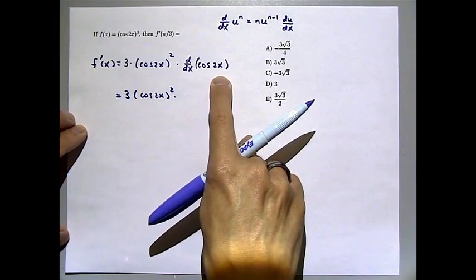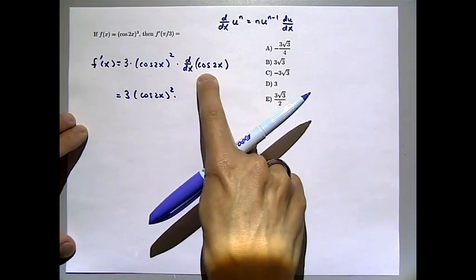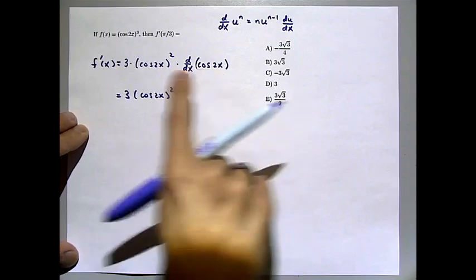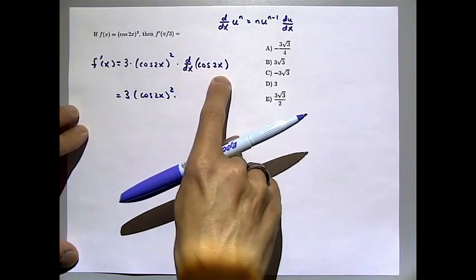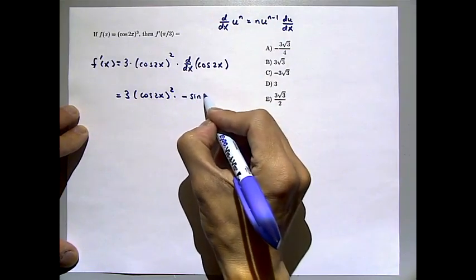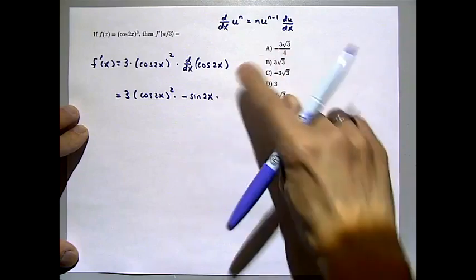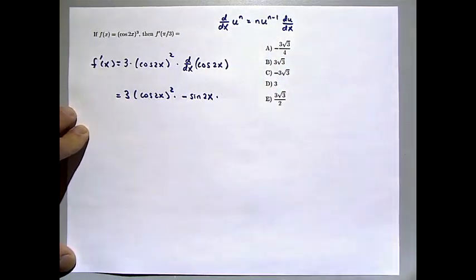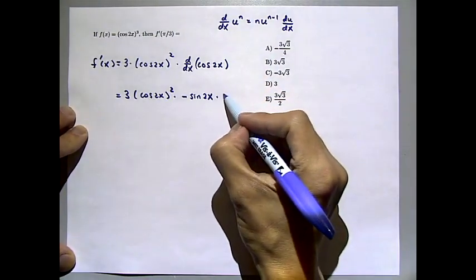Here we got chain rule one more time. This is cosine of something more than just an x. Okay? Derivative of cosine of u is negative sine of u. Because this is more than just an x to start, we need a chain rule one more time, giving us an extra 2.